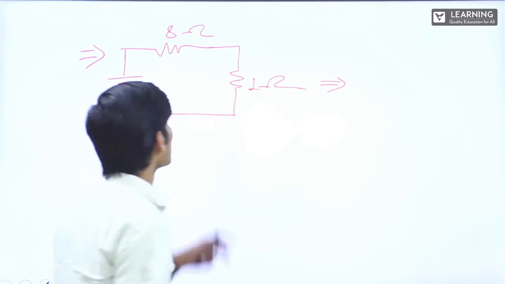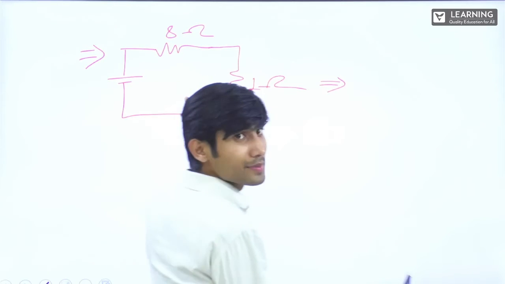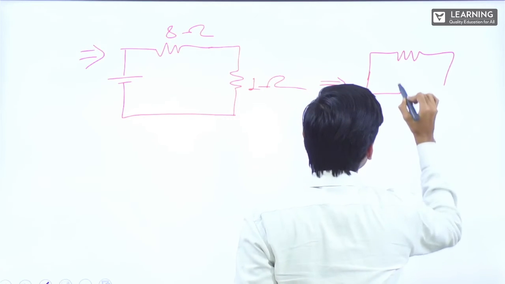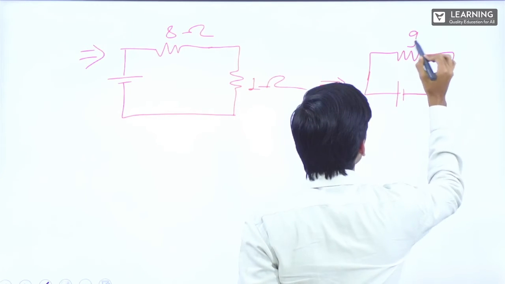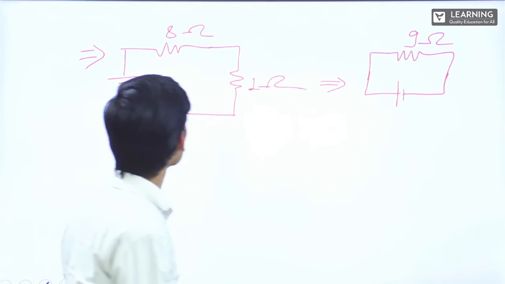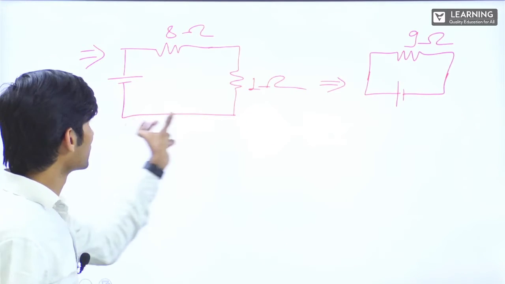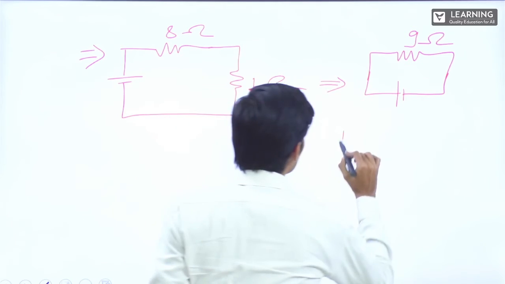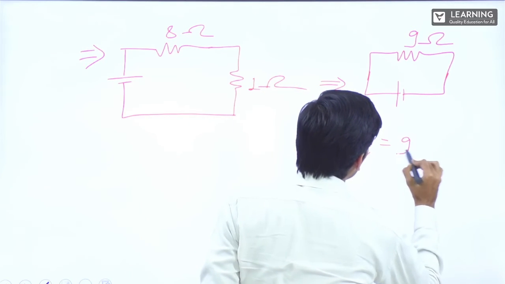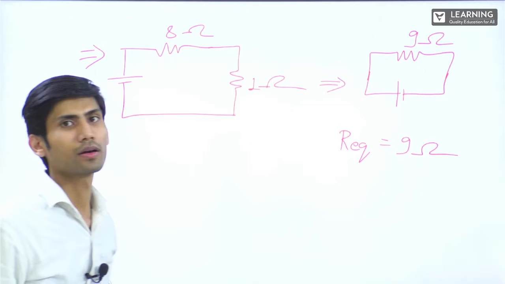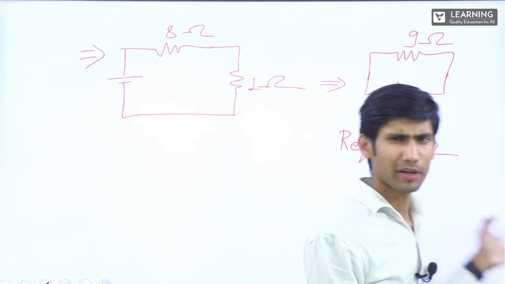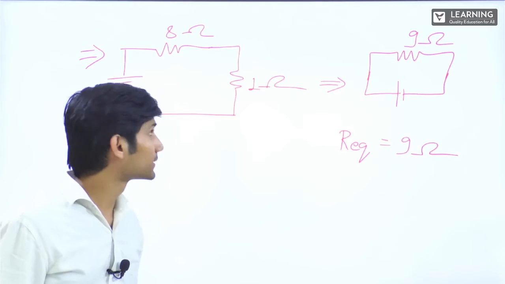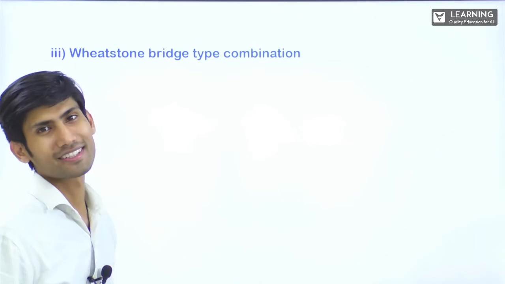From here, these two are in series. Series means sum. Sum means this will be 8 plus 1, 9. So there will be the battery. This is 9 ohm. Clear? This battery I have made like this. This is 9 ohm. R equivalent is equal to 9. What's the point? Easy. Practice more. They are easy questions. Next, Wheatstone bridge type combination.